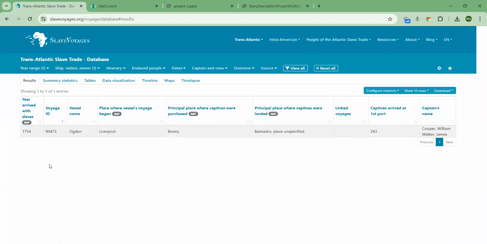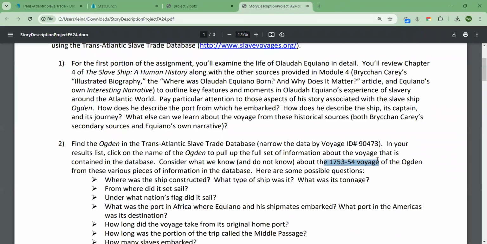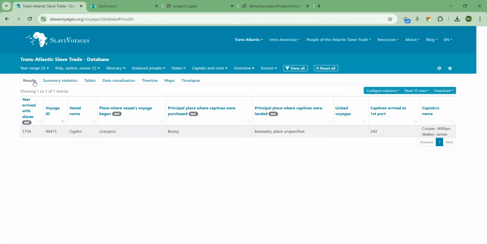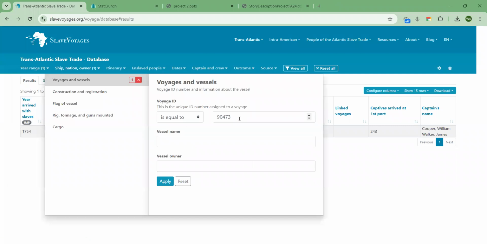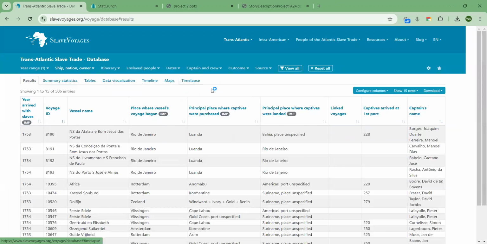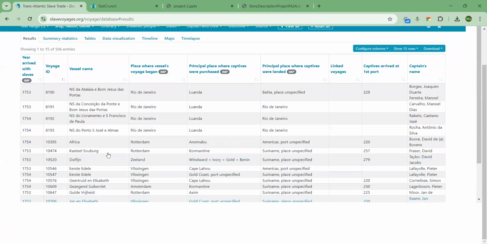And what we are going to do is generate a set that includes the Ogden and compare the Ogden trip with the rest of the trips in the same set. Since the Ogden trip is from 1753 to 1754, you can first do the year range, that's between 1753 and 1754. And I will go ahead and remove the constraint of this voyage ID because that will limit it down to 1. In that case, you'll be getting around 506 entries.